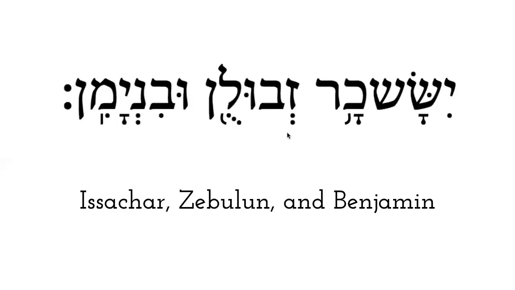Good, and again we see the accent marks. In English, it's Issachar instead of Yisachar. And in English, it's Zebulun, accent on the first syllable. But in Hebrew, it's Zevulun, accent on the last syllable. And also with Benjamin, accent on the first syllable. But in Hebrew, it's Binyamin with accent on the last syllable.